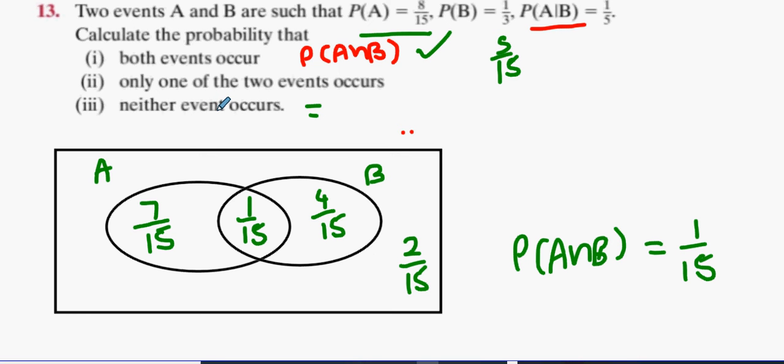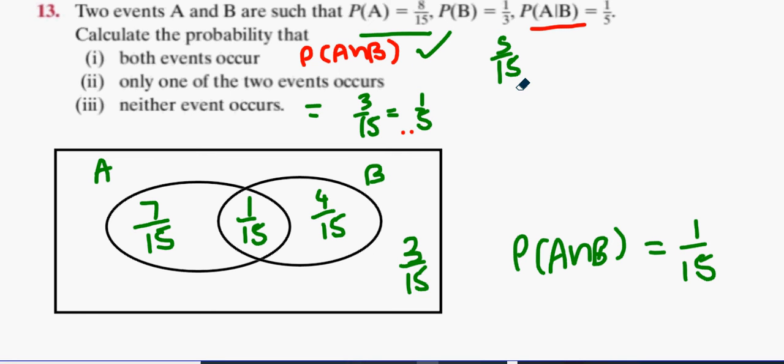So I've actually answered my part 3 already, haven't I? Sorry, neither event occurs will be 2/15. Is that right? Did anybody else get that? No. Sorry, where did I make my mistake? 3/15 on the outside. Thank you. Alright. So neither event occurs will be 3/15, which is 1/5.